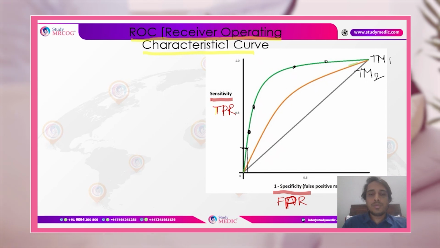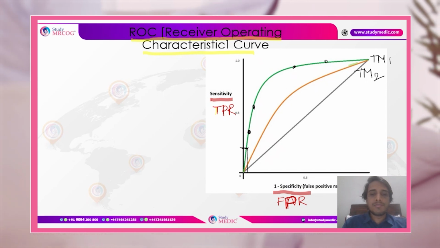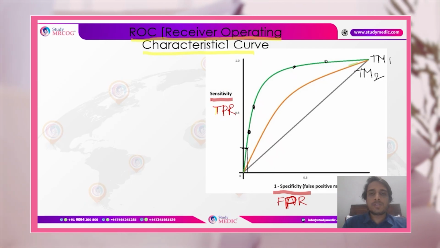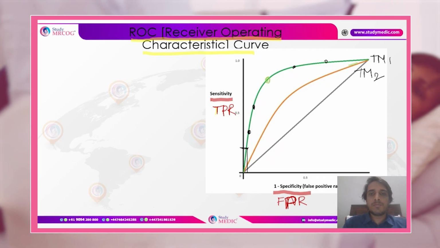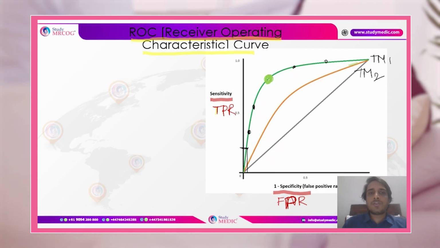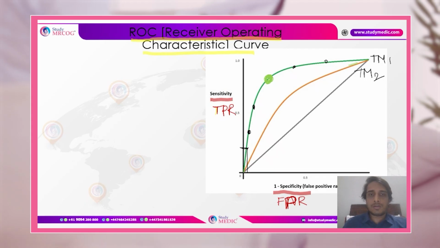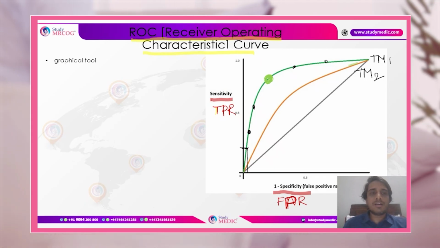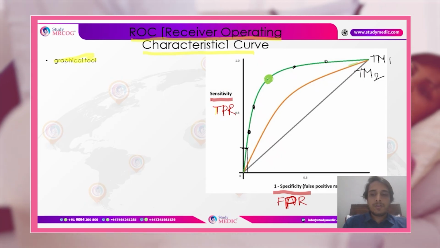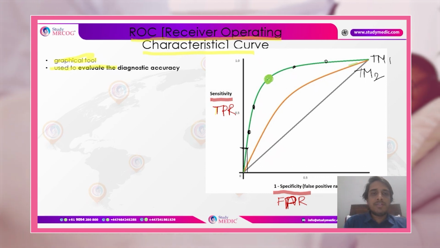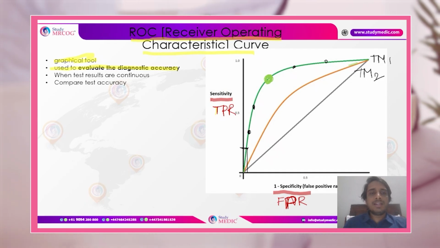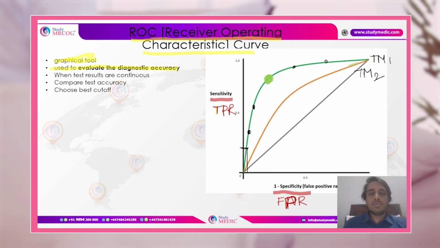Now where do we select the cutoff? We select the cutoff where there is the highest true positive rate and the lowest false positive rate. Suppose we can put the cutoff here. So it is a trade-off between the true positive rate and the false positive rate. For all this we can use the receiver operating characteristic. It's a graphical tool, as I discussed, which is used to evaluate diagnostic accuracy when test results are continuous, and it can compare the test accuracy between two tests and choose the best cutoff.